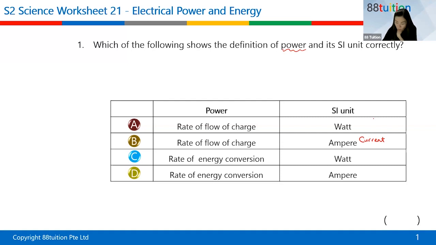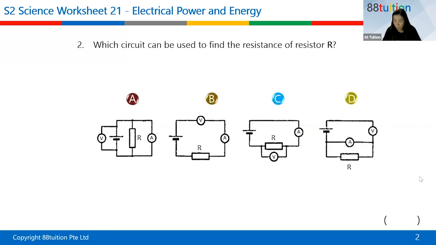Okay, so it's actually watts. And it's actually the rate of energy conversion. Energy converted into other forms of energy. Electrical energy converted to other forms of energy. All right, so that is the standard definition for power. Quite straightforward. So let's go on.